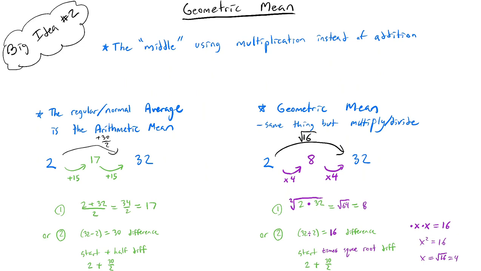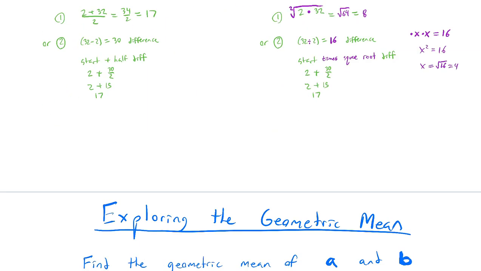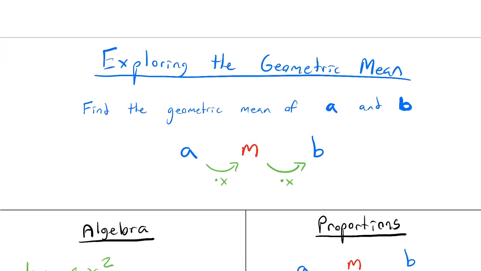Okay, so I'd multiply by 16 to go all the way across. So if I want to do that in 2 steps, what number times itself is 16? aka the square root. And so we go, oh, we multiply by 4 to get to the middle, and then we do the same multiplication to get to the other side. That's what the geometric mean really is, right? It's the halfway middle, but in terms of multiplication, not in terms of addition. Okay? All right, so exploring the geometric mean.